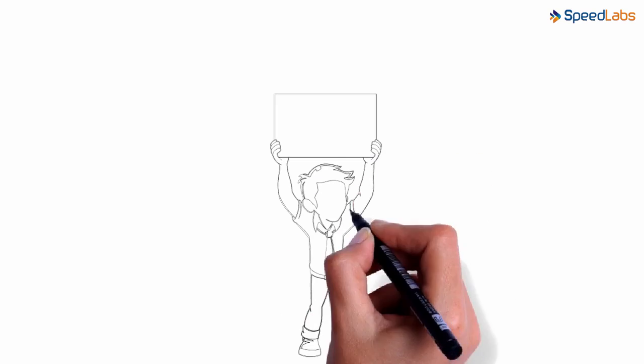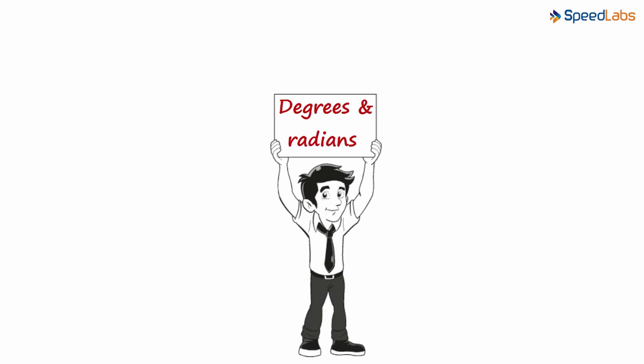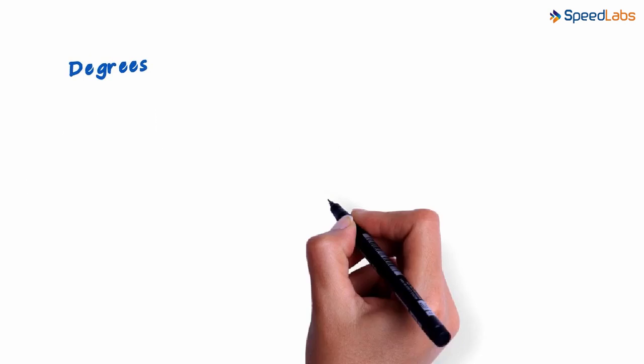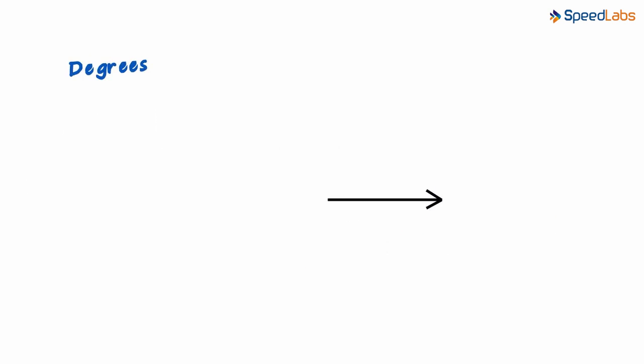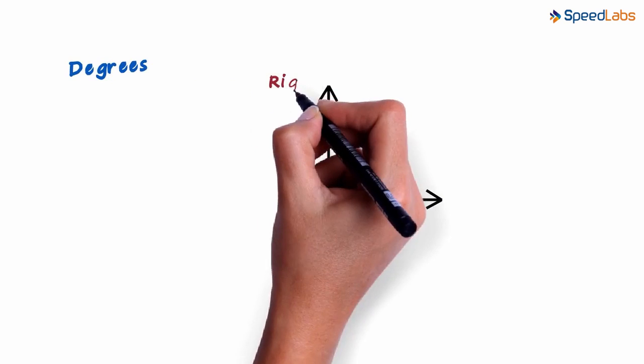We know that angles can be measured in two ways, degrees and radians. Let's understand degrees first. Angles are simply a union of two rays. Let this be one ray. There are two special kinds of angles which are used very often.